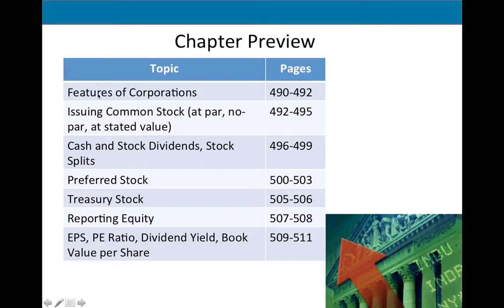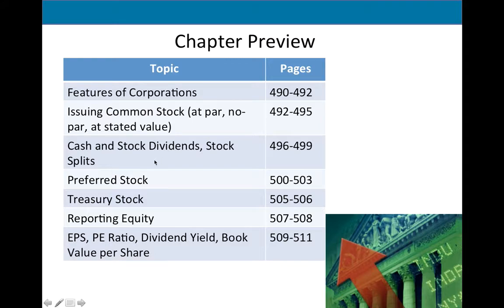I will skim through the features of corporations. You will be able to study it on your own. We will have journal entries for issuing common stock of 3 different types. Then we will talk about cash dividends versus stock dividends, and we will have 2 journal entries for each. And then we will briefly mention stock splits because they do not require any journal entries.